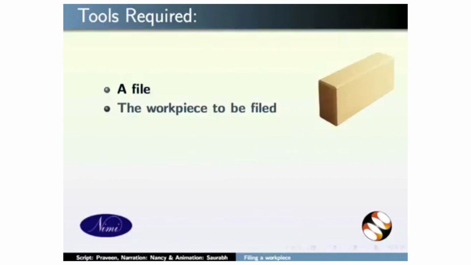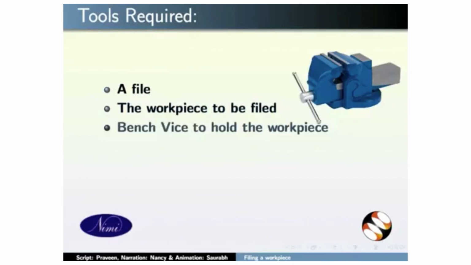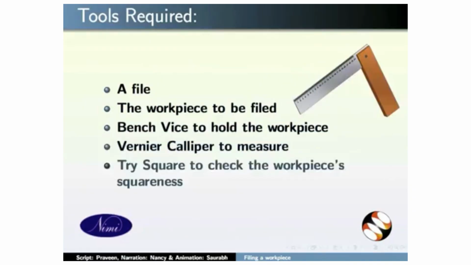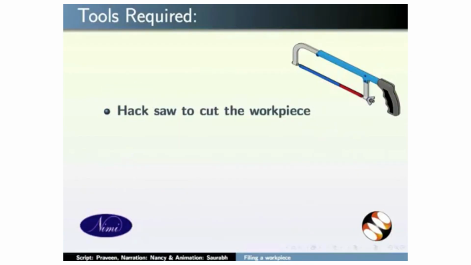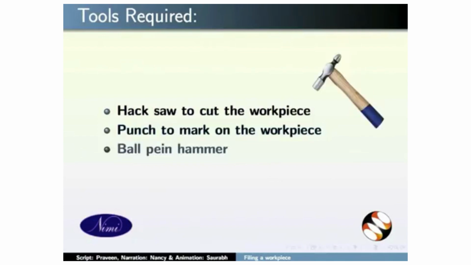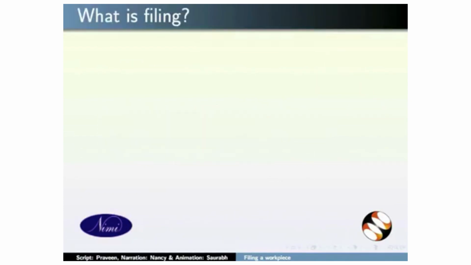For this tutorial, we require a file, the workpiece to be filed, a bench vise to hold the workpiece, a vernier caliper to measure, a tri-square to check the workpiece's squareness, a hacksaw to cut the workpiece, a punch to mark on the workpiece, and a ball peen hammer.